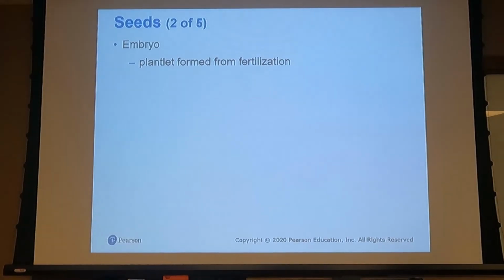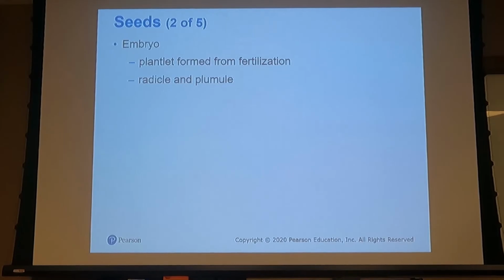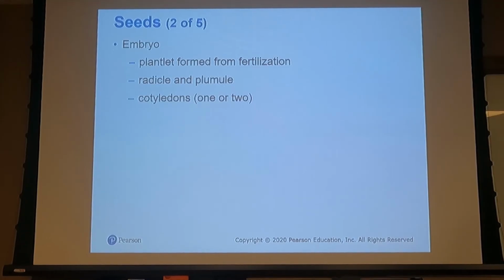The embryo is actually the plantlet from fertilization. This is where you will find the radicle and the plumule. It also contains the cotyledons, so monocot or dicot.